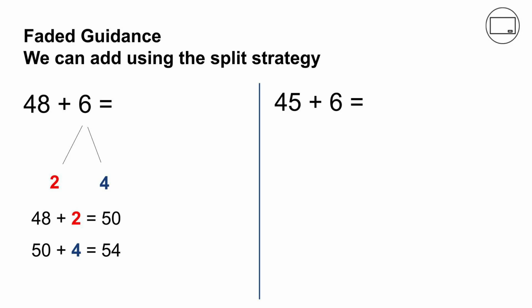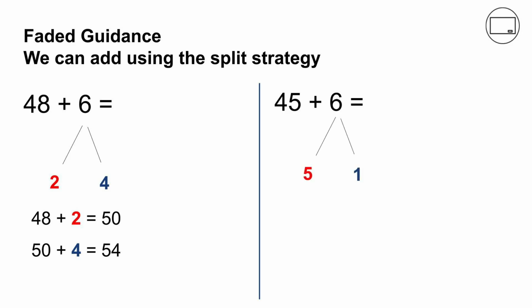Now, instead of going to a question where the students will do all the paired questions on their own, we're going to use a faded guidance strategy. In faded guidance, the teacher works through the first few elements of the problem before the students take over. So in this example, I have 45 plus 6.